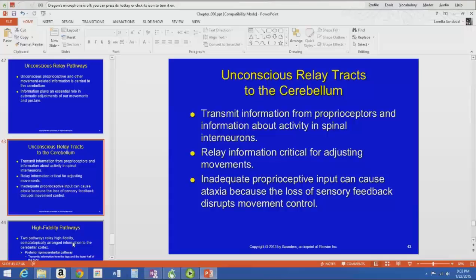And if you have inadequate proprioceptive input, it can cause ataxia. Ataxia you can sort of think of as incoordination, because you don't have the sensory feedback, and that disrupts your movement control. There are different types of ataxia, which we will talk about. One of them is cerebellar ataxia.